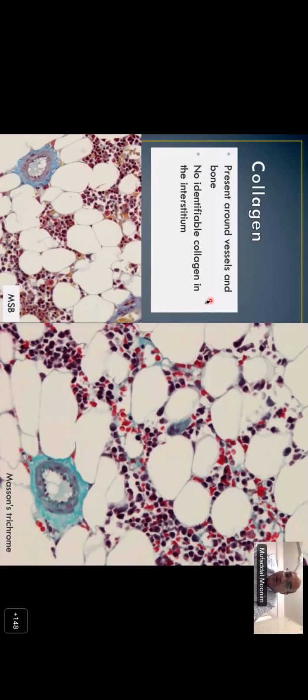The second component that we would like to evaluate is collagen. And collagen is only found around the blood vessel. So the presence of any collagen within the marrow is pathological. Okay? And we would use various stains to identify collagen, including Masson's trichrome and the MSP stain.